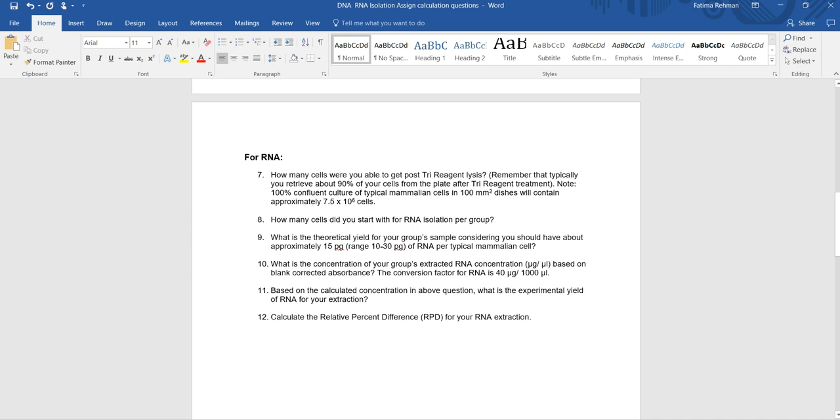With the RNA, you are going to do the same thing, except this time you are using the tri-reagent, so you may be getting more cells out or whatever, and you're going to use the range of RNA that you expect to see in a mammalian cell. It's between 10 to 30 picogram per cell, so you can use the average at 15 picogram. The conversion factor for RNA is that for an absorbance of 1, you have 40 microgram per 1,000 microliter concentration of RNA, sorry, I apologize.